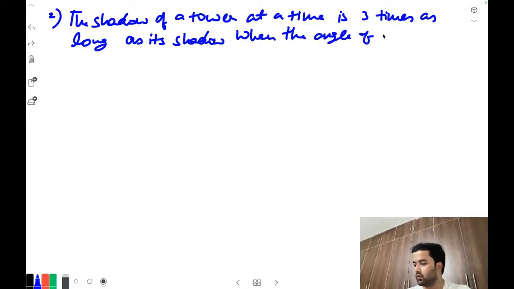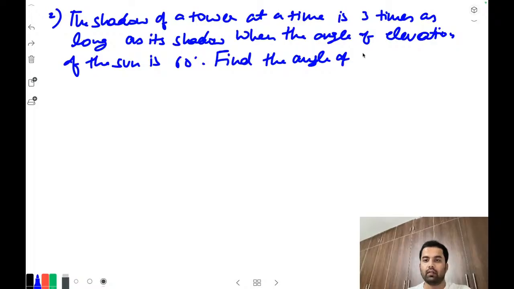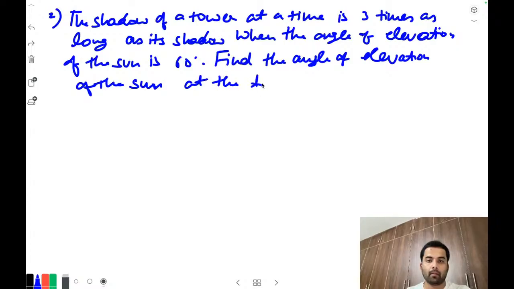When the angle of elevation of the sun is 60 degree, full stop. Find the angle of elevation of the sun at the time of.